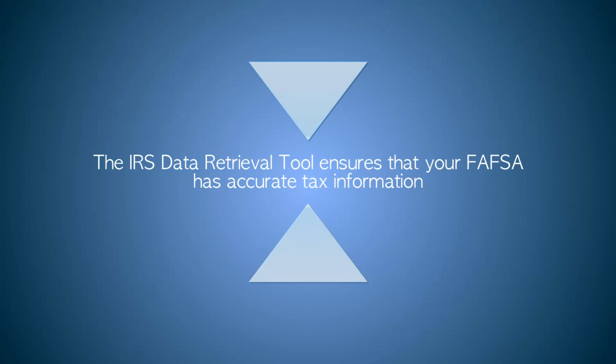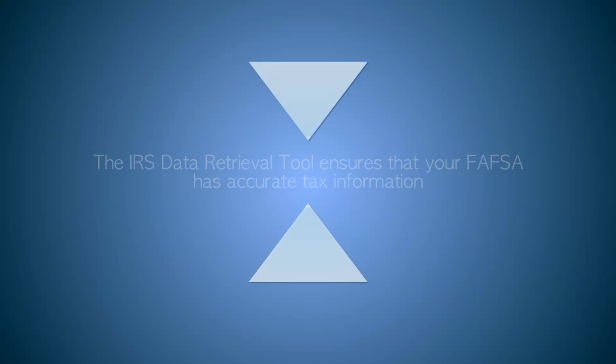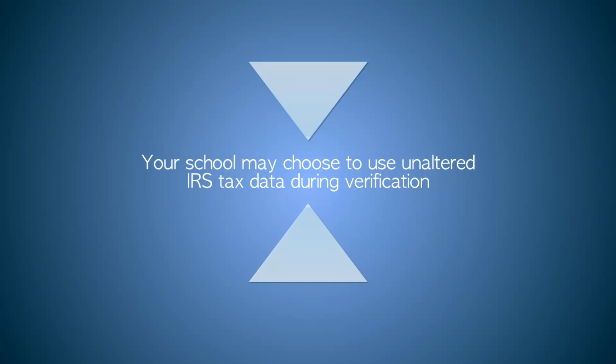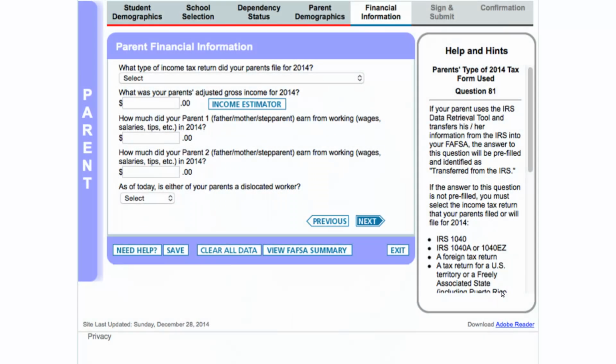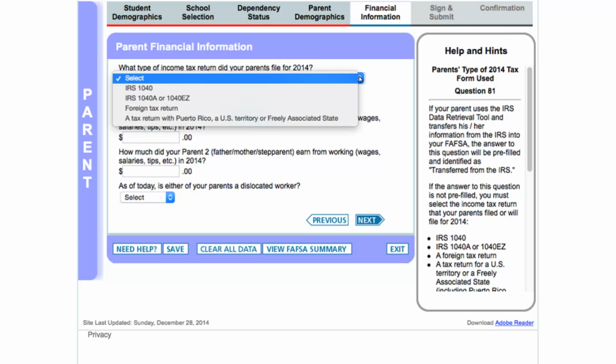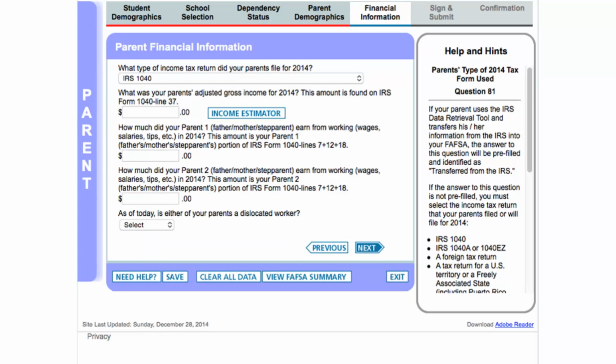Questions that are populated with IRS data will be flagged as transferred from the IRS. If you are selected for verification, your school may choose to use the IRS data for verification purposes in lieu of a tax transcript. The next screen will ask you to specify the type of tax return your parents filed or will file. Keep in mind that if you use the IRS Data Retrieval tool, many fields may already be populated. Remember, you are required to provide information from both parents if your parents live together, even if they do not file their taxes together.